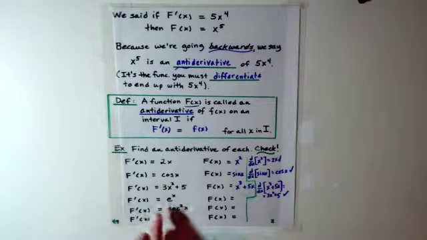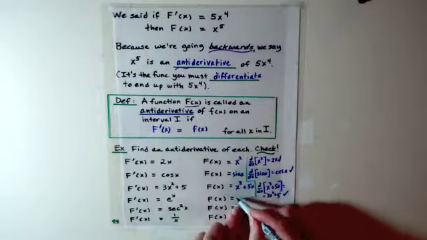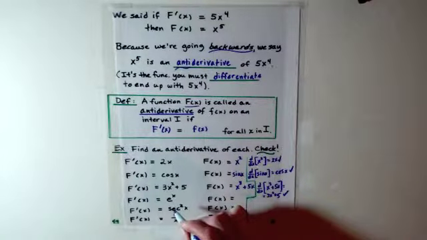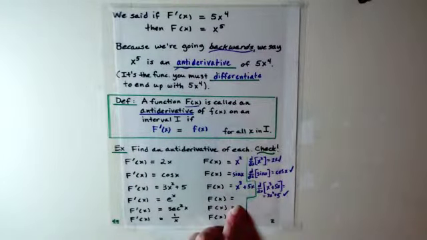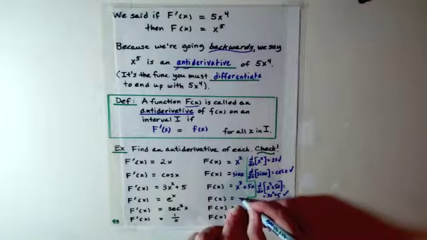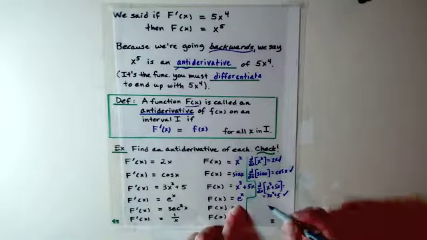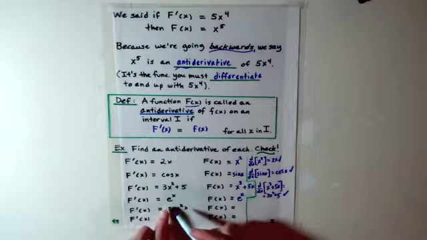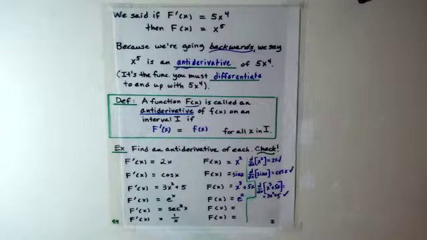How about f prime equals e to the x? What function do I need here so that when I differentiate, I get e to the x? Well, e to the x is a special function. It's its own derivative. So if I start with e to the x and take the derivative, I get e to the x. E to the x is a very interesting function because it is its own derivative. When I take the derivative of e to the x, I get e to the x.